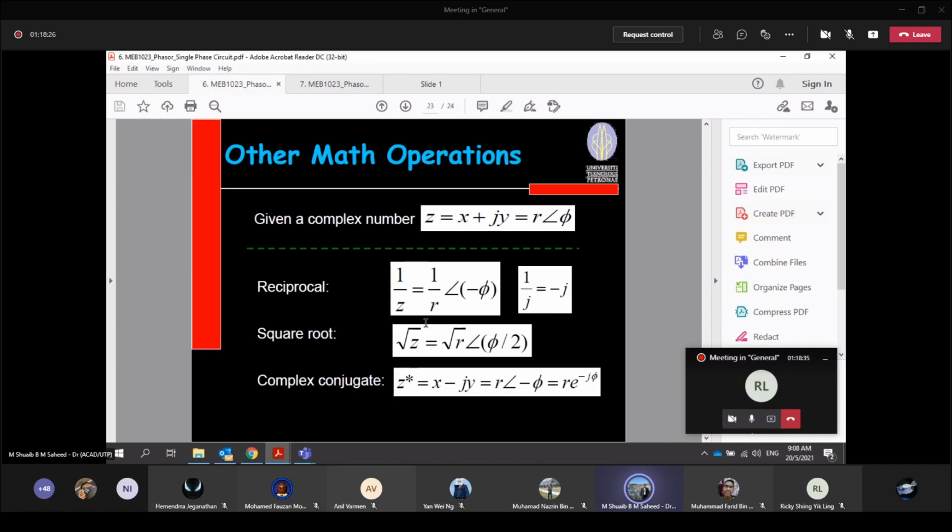If you square root the impedance, the z, you will square root the amplitude and divide the angle by 2. And if it is a complex conjugate, if this is your complex number, and you are finding the complex conjugate, it will be x minus jy. If your given complex number is x minus jy, the complex conjugate will be x plus jy. Then from here you will get the polar form, r with negative phase angle. These are just the mathematical operations.